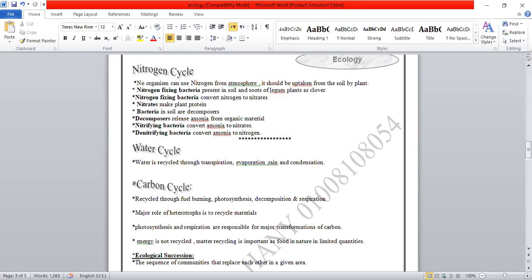So the carbon was recycled, right? In a cycle, and returned back to its original place. Isn't it? By what processes that I mentioned in this cycle? Fuel burning, photosynthesis, decomposition, respiration. Yes? So the major role of heterotrophs, what are heterotrophs?